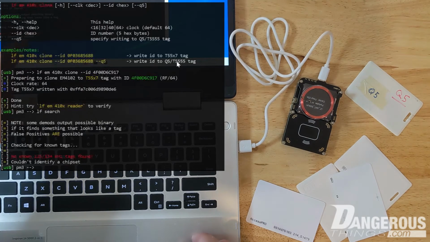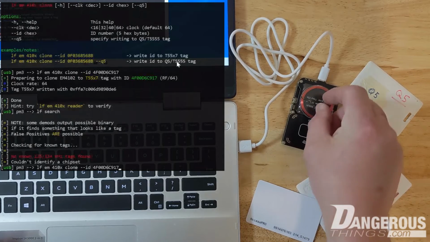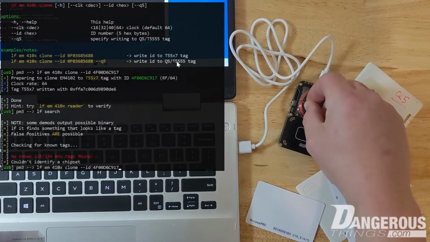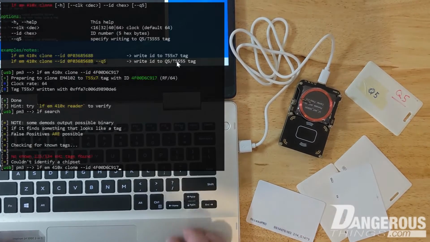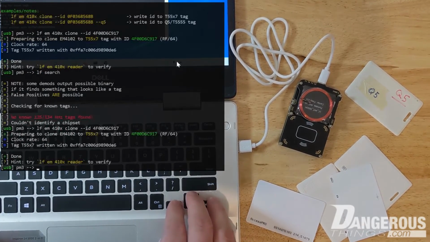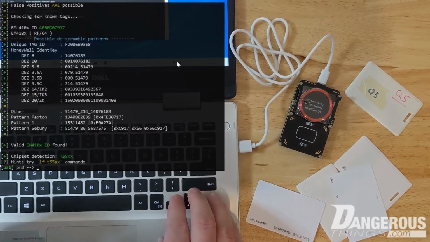So that's interesting. So because this is two chips in one implant, I'm going to flip this around because maybe the LF side is that side. Now I'm going to try the clone again. Now it says that it needs to be verified, so I'm going to do a search. And now we see, okay, it did write.